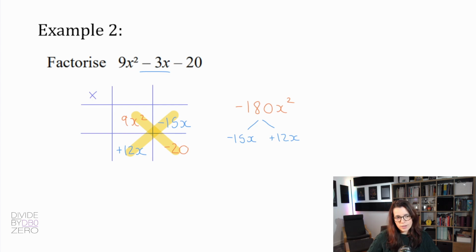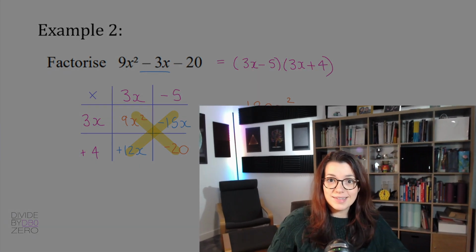9x squared and 12x. The highest common factor there is 3x. 3x times 3x gives us the 9x squared. 3x times 4 gives us 12x. And then 3x times negative 5 is negative 15x. Means the answer is 3x minus 5, 3x plus 4. And that's it. That's it for now.